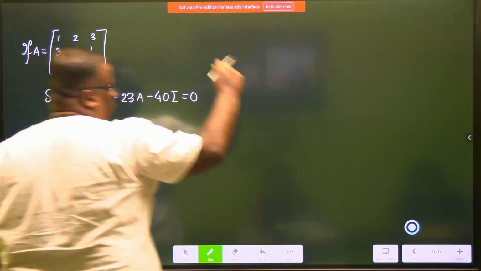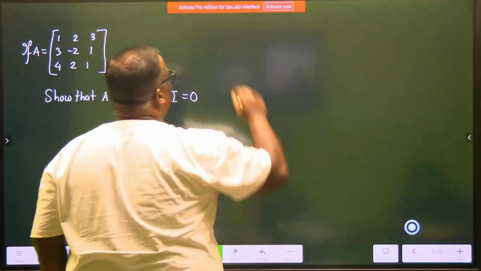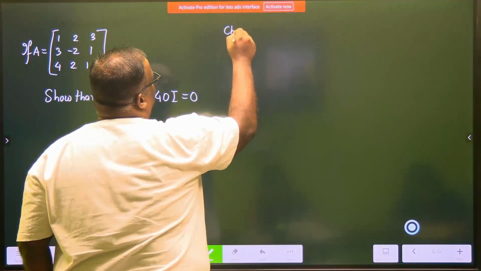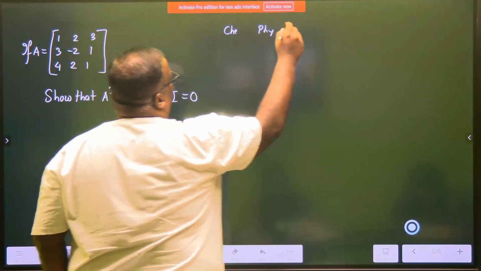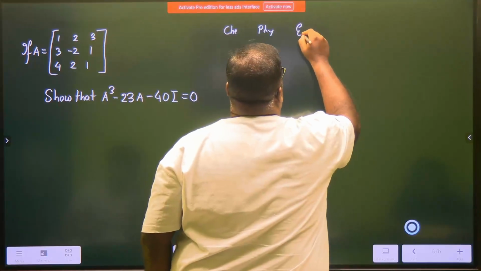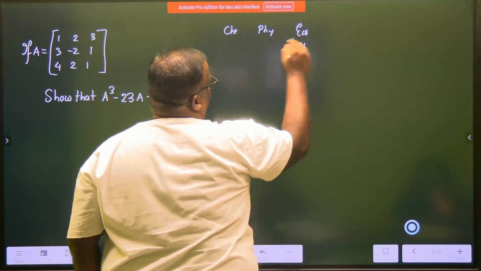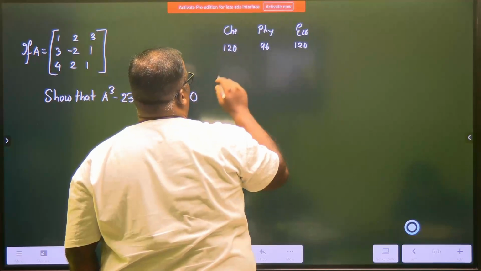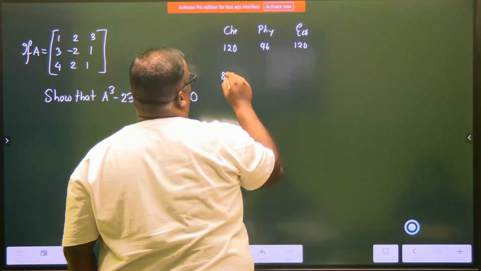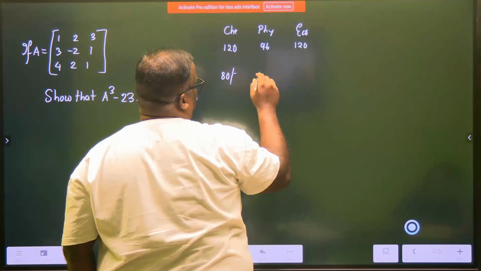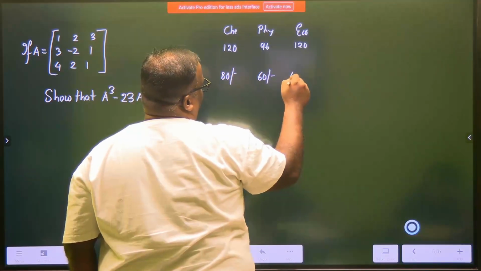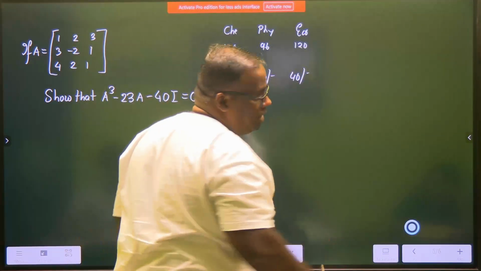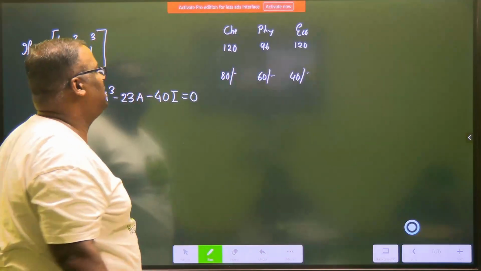Oh, I have got it. Okay, tell me how many chemistry books, how many physics, and how many economics books. I've got 120, 96, 120. And what are the prices? 80 rupees each, then 60 rupees each, and 40 rupees each. I want to find out by selling everything how much money I'll get using matrix algebra.